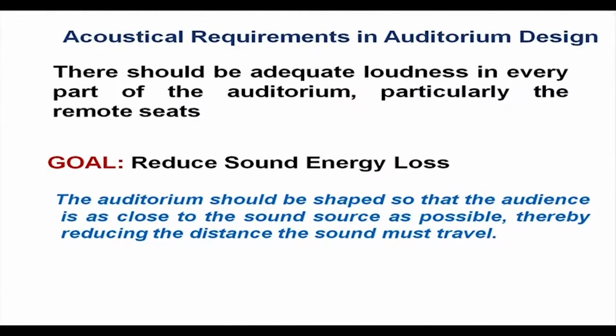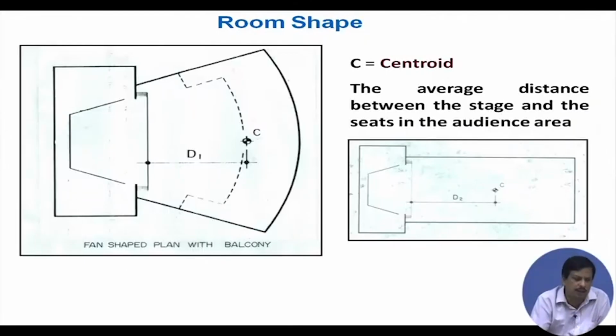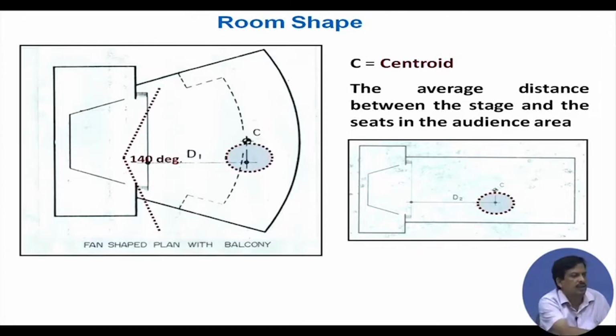Suppose I design the auditorium room shape in the second case, in this region. So, the centroid, the average distance between the stage and the seat, let us calculate it, is this. So, D2 is the centroid. See, D2 will be small compared to D1 if I place the audience this way, because this is a wide angle. So, the distance from the stage to the person is less, and the average distance will be reduced. Okay. So, everybody has a feeling that yes, I am close to the stage.